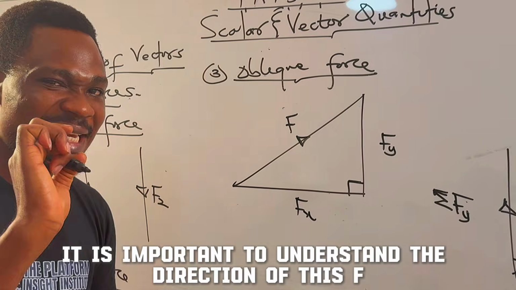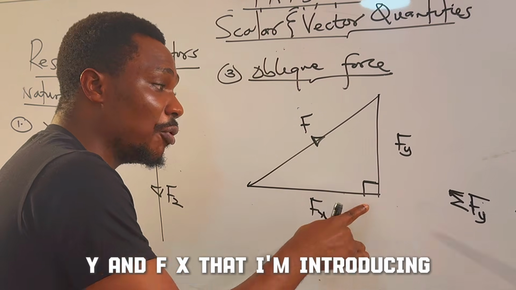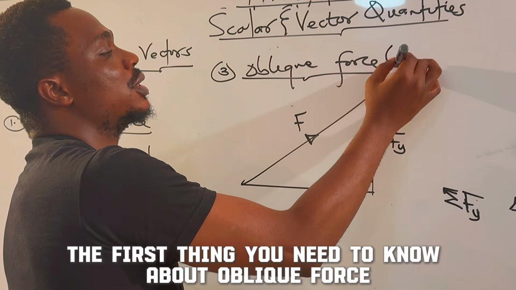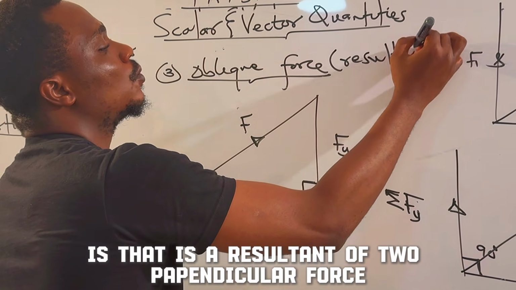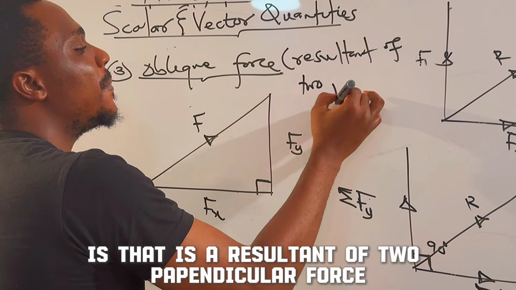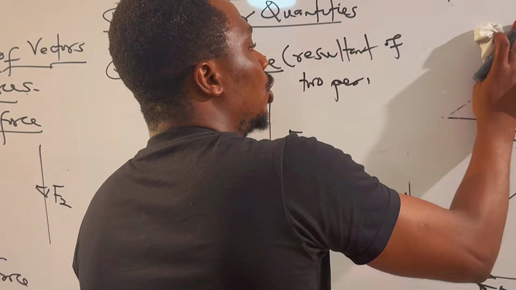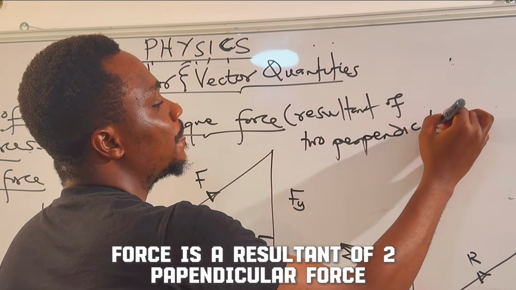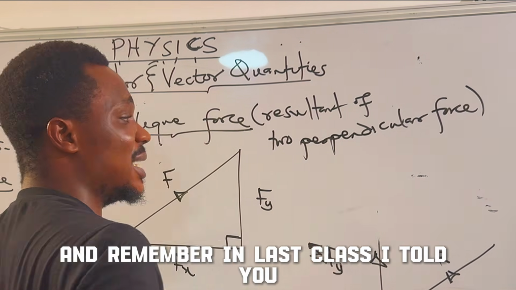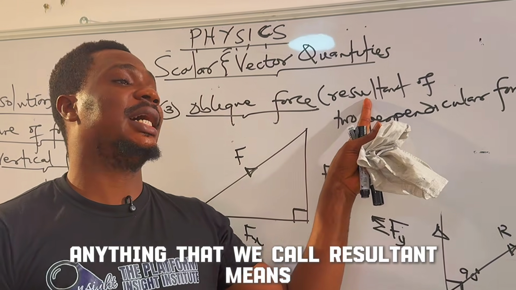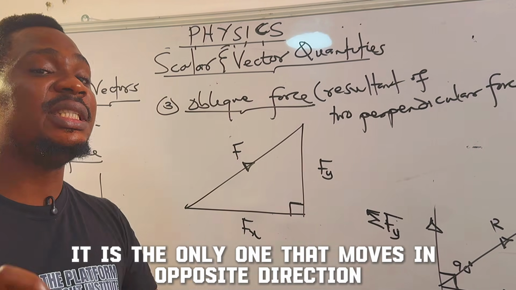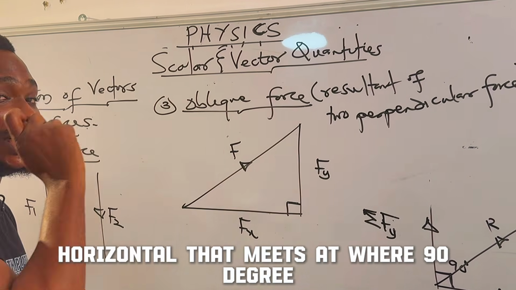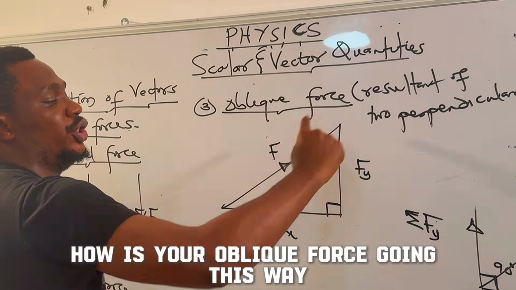Now, note, it is important to understand the direction of this Fy and Fx that I'm introducing. The first thing you need to know about an oblique force is that it's a resultant of two perpendicular forces. Your oblique force is a resultant of two perpendicular forces. And remember in the last class, I told you, anything that we call resultant is the only one that moves in the opposite direction. Two perpendicular forces means vertical and horizontal that meet at where? 90 degrees. How is the oblique force going? This way.